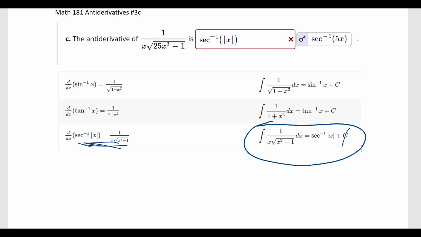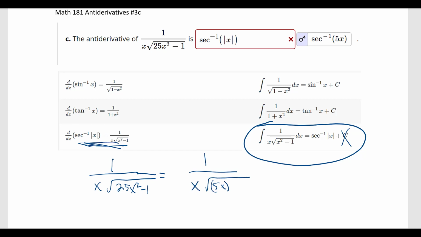This problem, by the way, says we can just drop the C, call it C equals 0. So when we do the problem, think of it that way. What we have is 1 over x times the square root of 25x squared minus 1. Let's manipulate this a little bit. This is like saying 1 over x times the square root of 5x quantity squared minus 1.